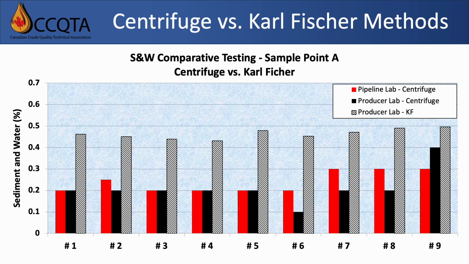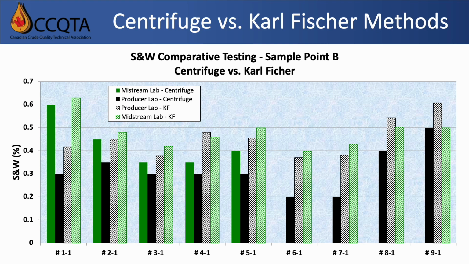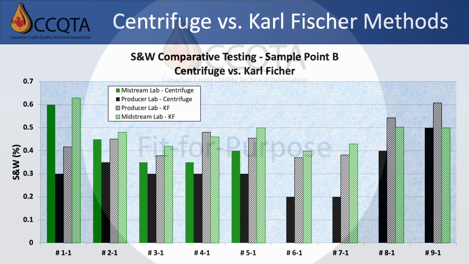One can clearly see how much more water is detected by Carl Fisher and what type of site-to-site variability can be expected with the D4007 centrifuge method. A midstream company was enlisted to participate in this investigation. Again, the same produced crude was tested using both centrifuge and Carl Fisher methods. As was the case on the last chart, the Carl Fisher results consistently exceed the centrifuge results. This data also shows the magnitude of site-to-site variability.